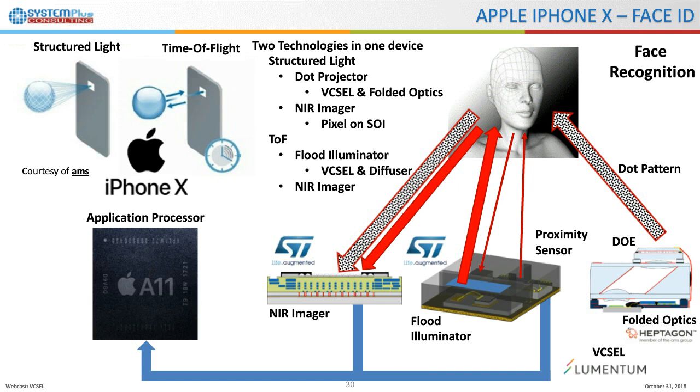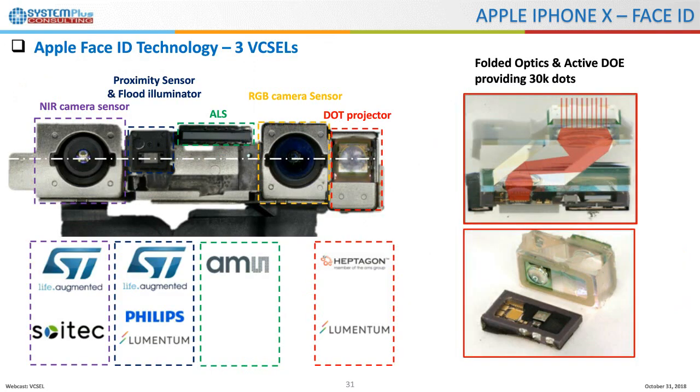There is also a time of flight which is used in this phone. So if we go a little bit more in depth in the TrueDepth module, which is used for the face recognition, we have here a very compact module. It's also really interesting in terms of integration because it's really complex to integrate as many sensors in this small space. So we can see that at least 4 or 5 sensors are used: an infrared camera sensor, proximity and flood illuminators, a dot projector, and also an ambient light sensor.